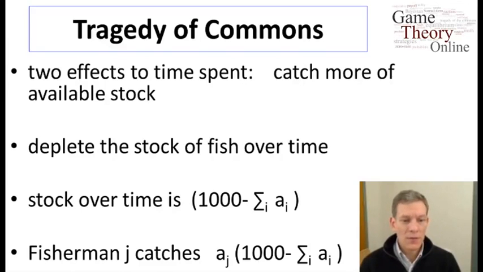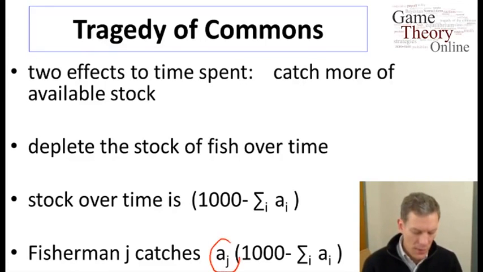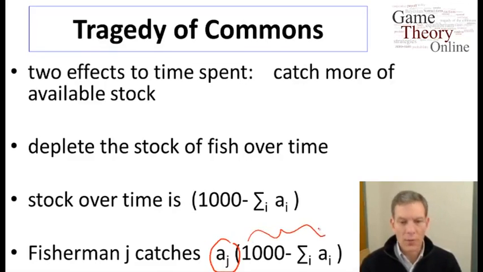Fisherman j, a particular fisherman, what is their catch? Their catch is the amount that they fish times the total stock that's available. So they're spending a certain amount of time, and the amount of fish they catch is proportional to their time times the size of the stock of fish that's there. There's an effect that they catch more as they fish more, but the more that's being fished, the lower the stock that's available, and so we're seeing a trade-off here.